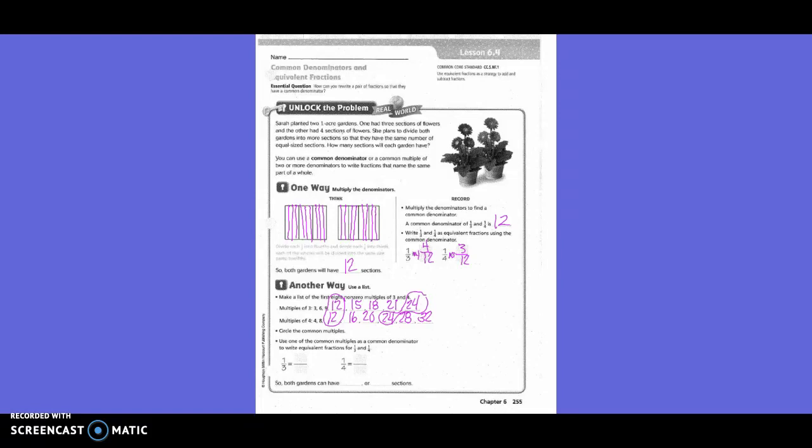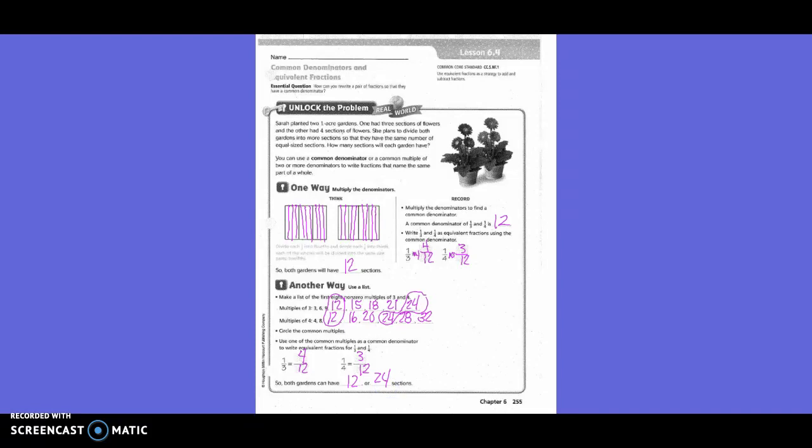And then we went ahead and we said 12, right? And then that would be 4 12ths, right? And this would be 3 12ths. So both gardens can have 12 sections or 24 sections.